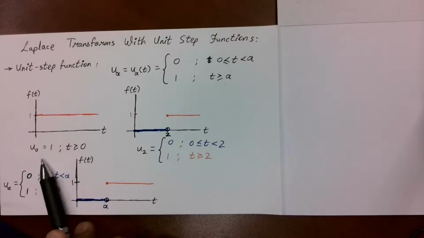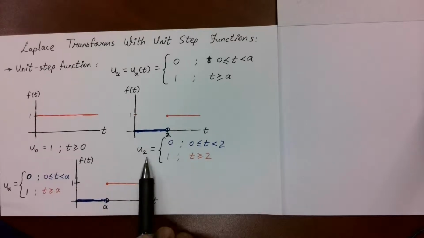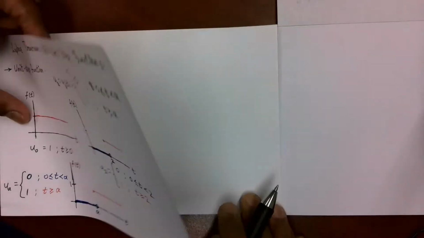And so we had three examples we looked at. We had u0, u2, and u alpha for any generic value of alpha, as far as alpha is any non-negative real number. So let's continue from this point on. We will take the Laplace transform of some piecewise function.